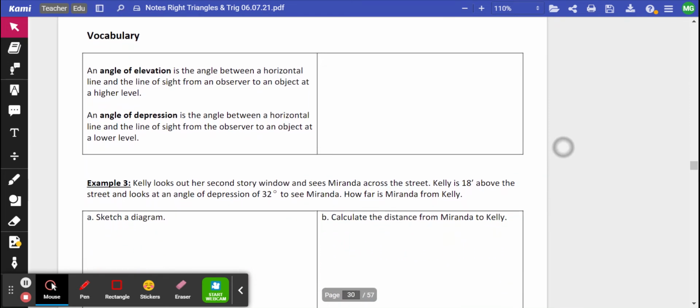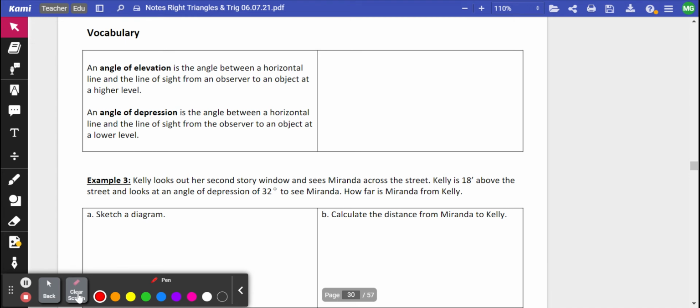I forgot I have to explain to you angle of elevation and angle of depression. You'll probably remember this a little bit from geometry, although it was a while ago. So basically, angle of elevation is, think elevate up. So if this is the horizontal, it's up from that. And depression means down, right? So if this is the horizontal, it's down from that.